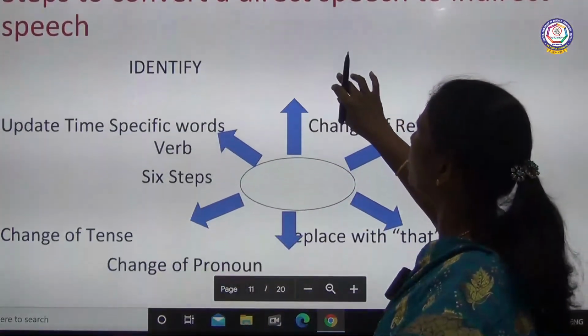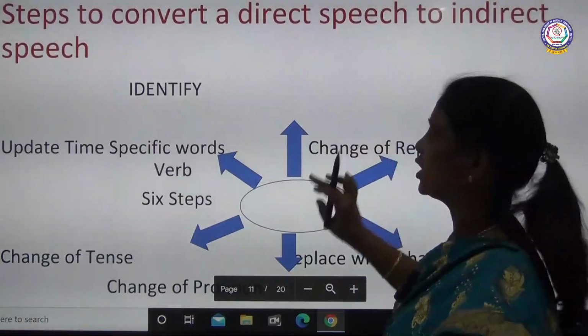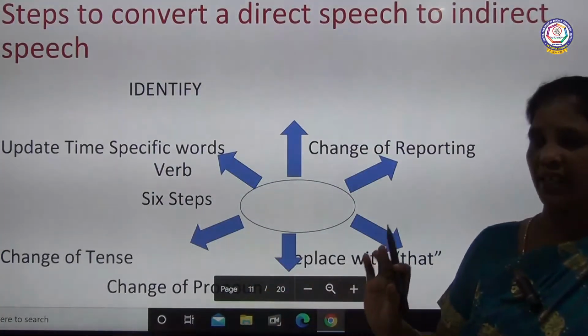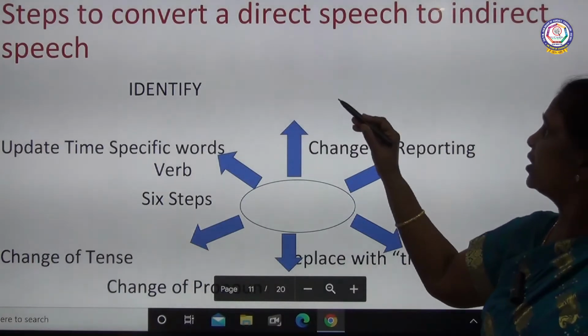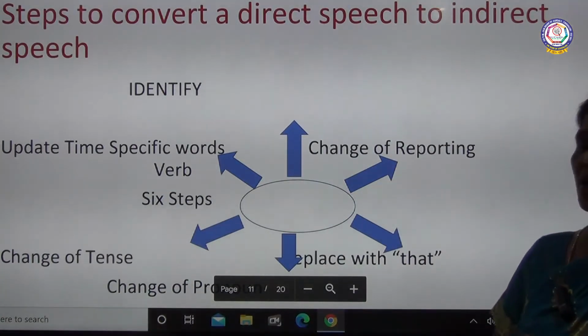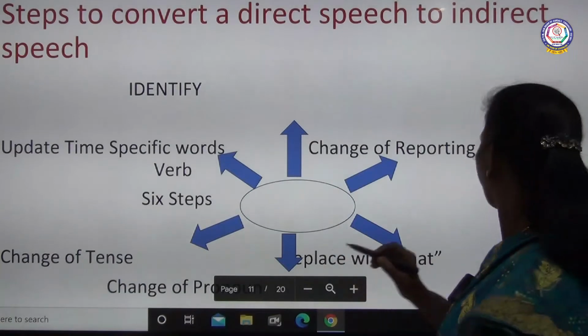Okay. Steps to convert direct speech to indirect speech. So you know all the 12 tenses. Now you are going to convert. Steps to convert a direct speech to indirect speech. So here first you have to identify.